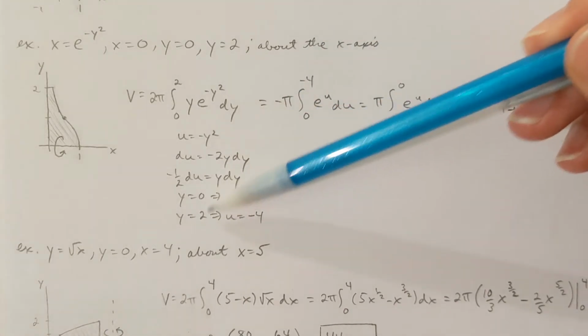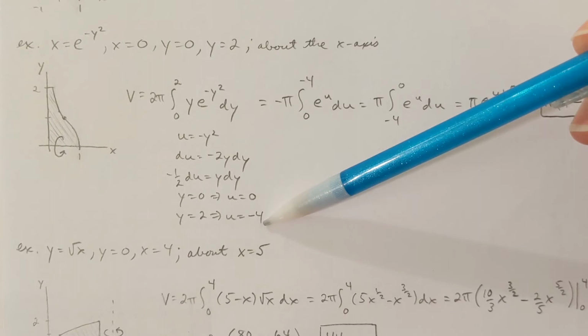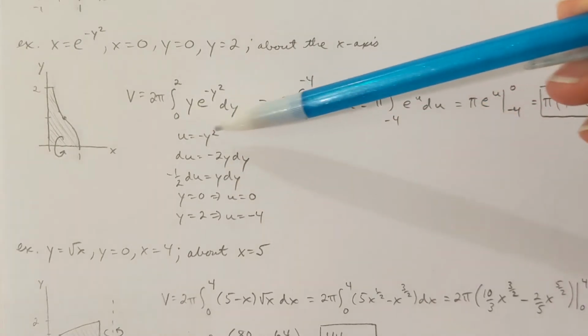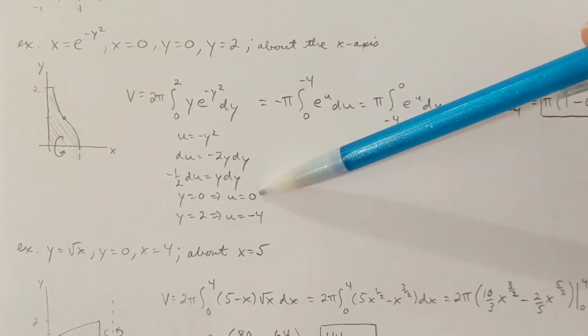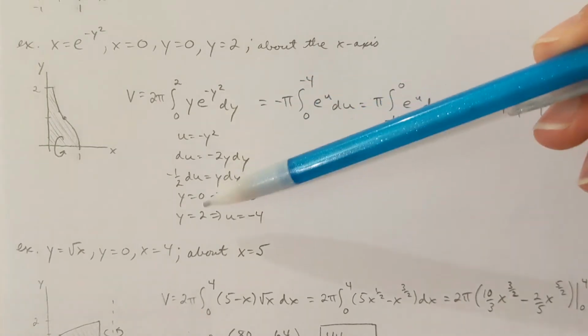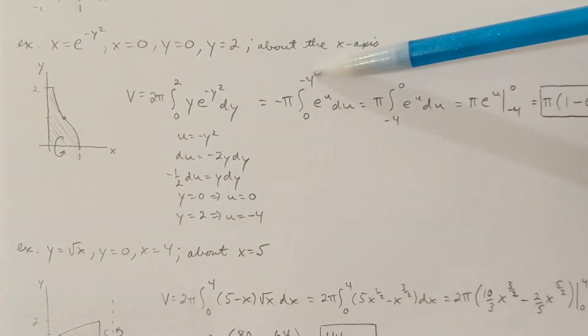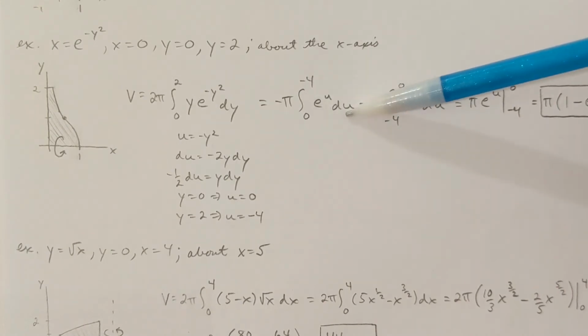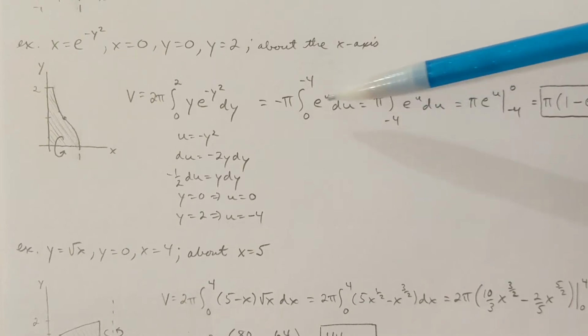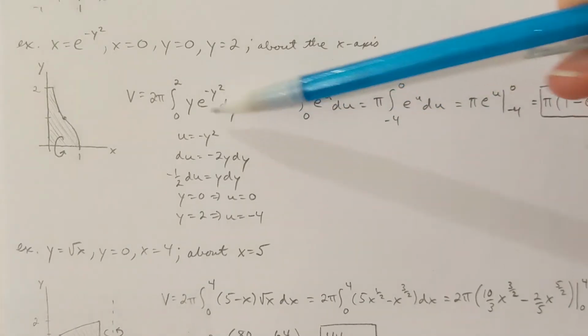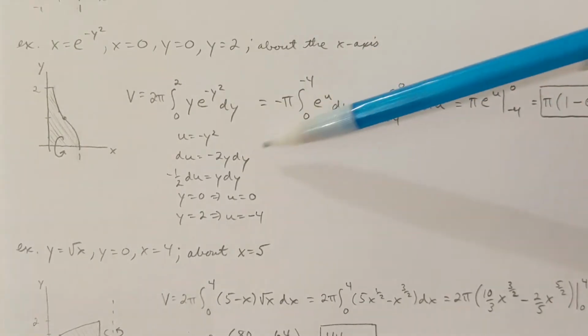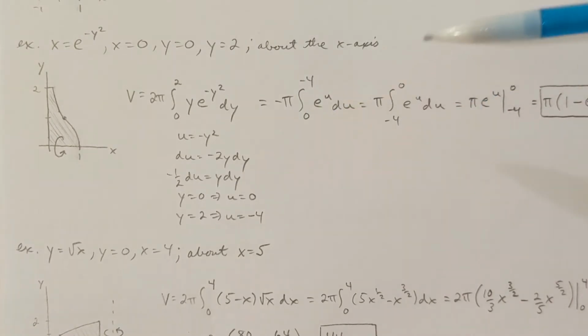Right now they're in terms of y. We've got to make them in terms of u. So if y is 0, u would be 0, the lower bound. If y is 2, u would be negative 4, that'd be the upper bound. Okay, so I'm going from 0 to -4, and then inside the integral you've got e to the u du, the y dy part we're replacing with the du there.